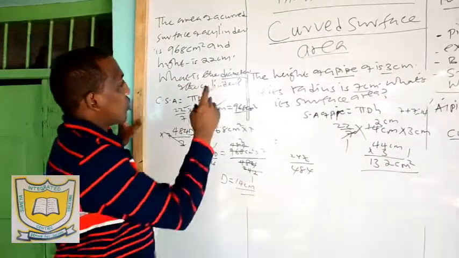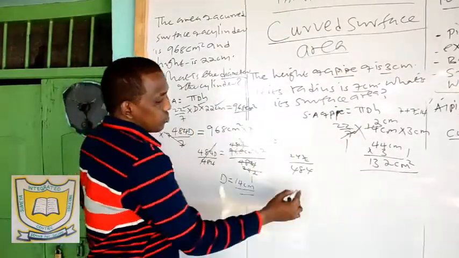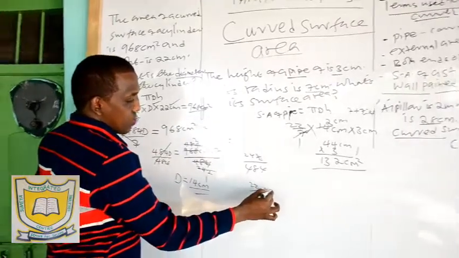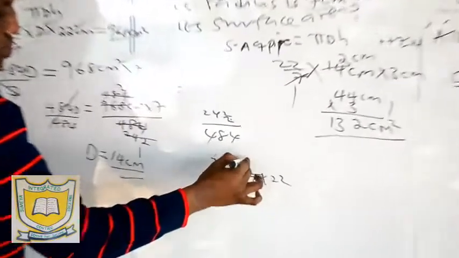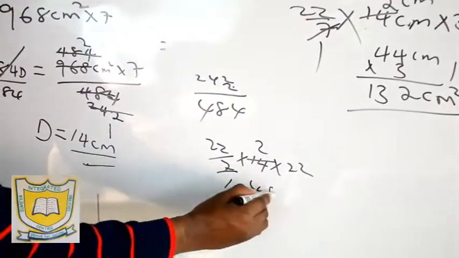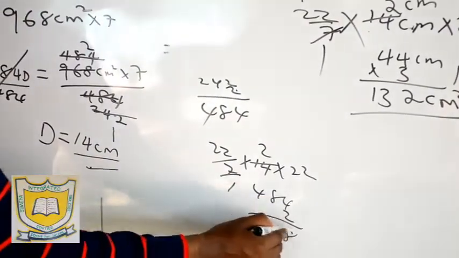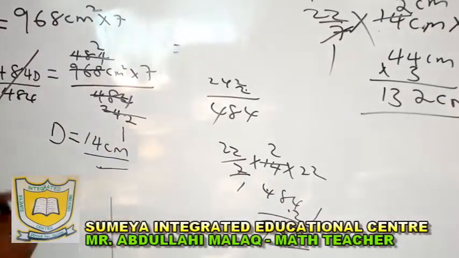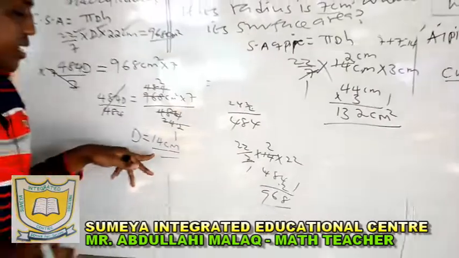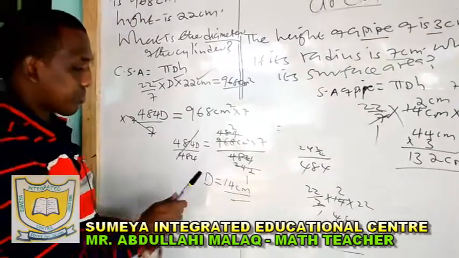So when you substitute, you will get the same answer. You say 22 over 7 times diameter 14 times height 22. 7 into 14 goes 2 times. You get 484 times 2, which is 968. So it brings the answer. So our diameter is 14 centimeter.